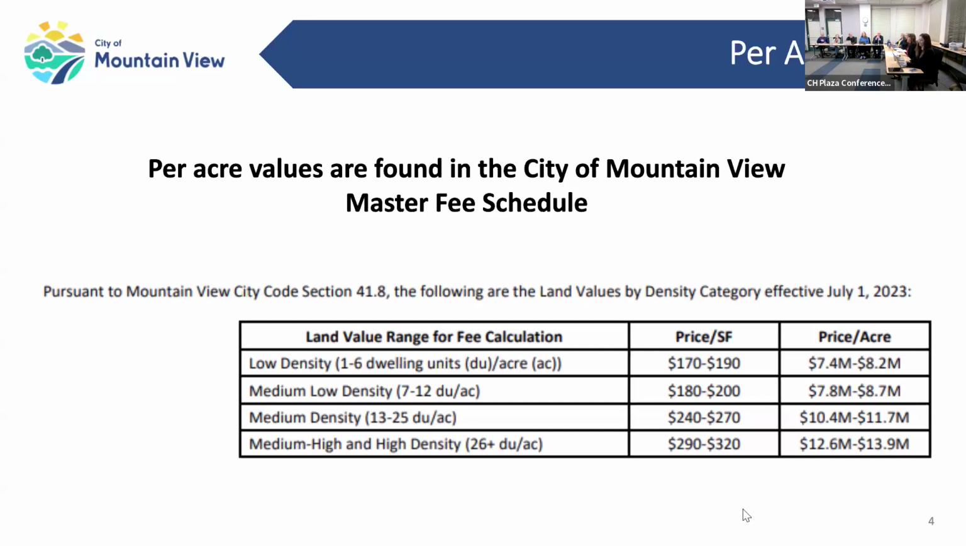So 43,560 square feet equals an acre. Yeah, so sometimes people like to see it as a square foot, and some people like to see it as an acre.